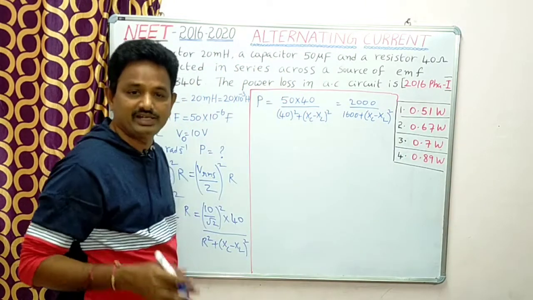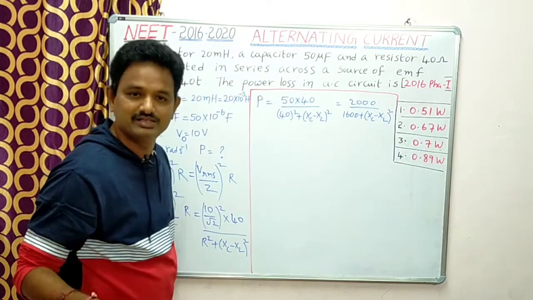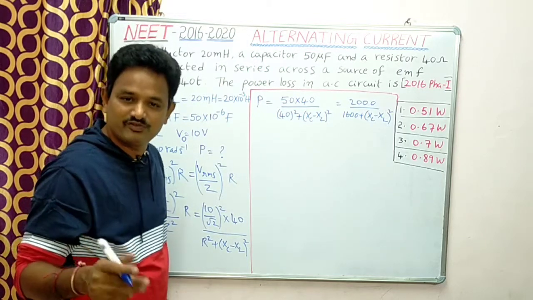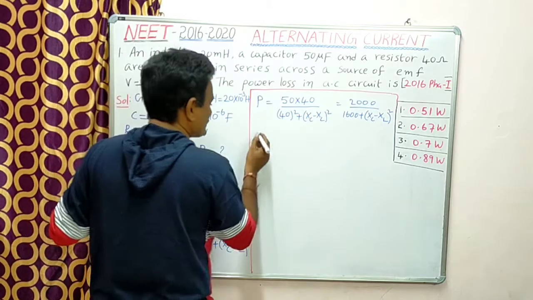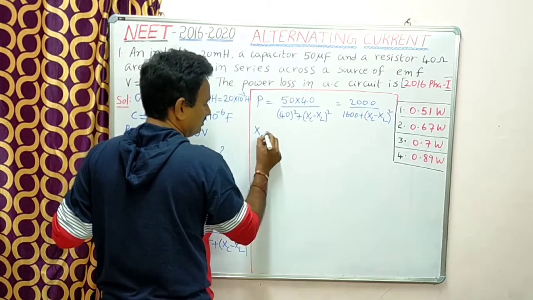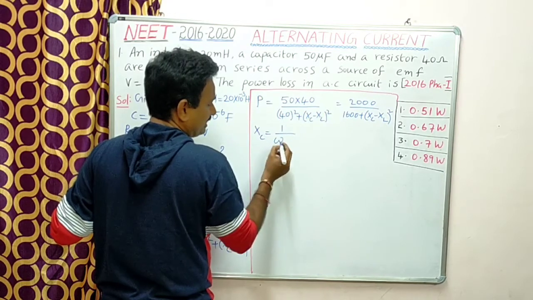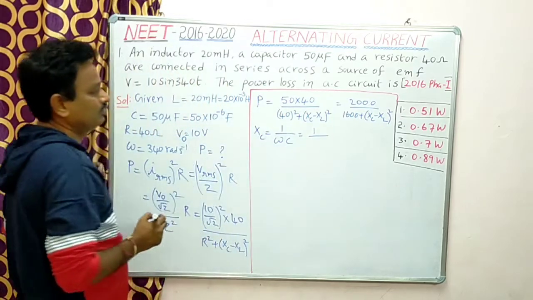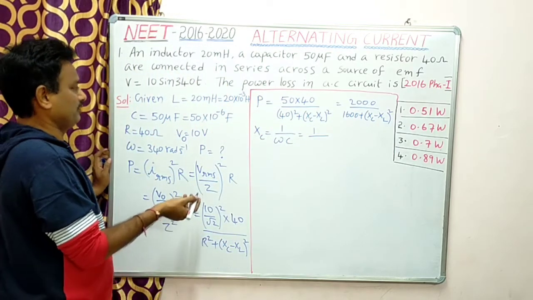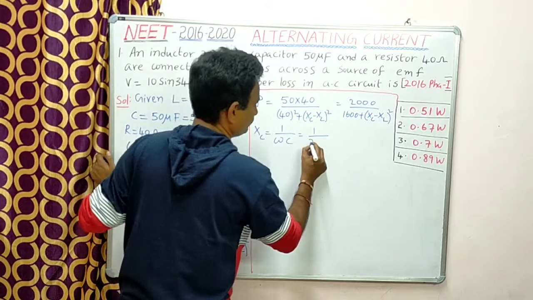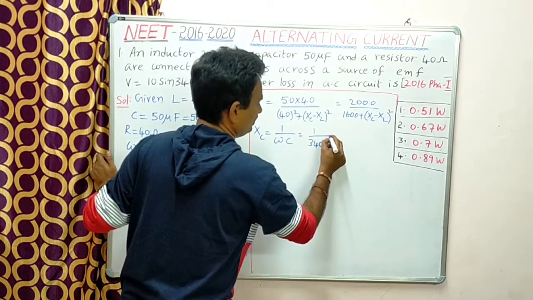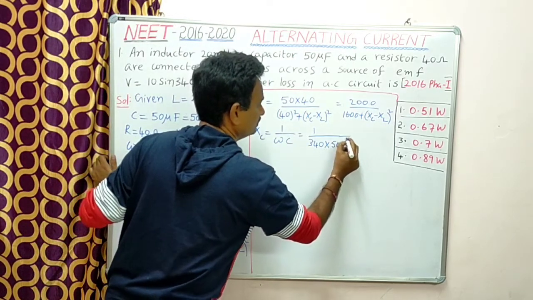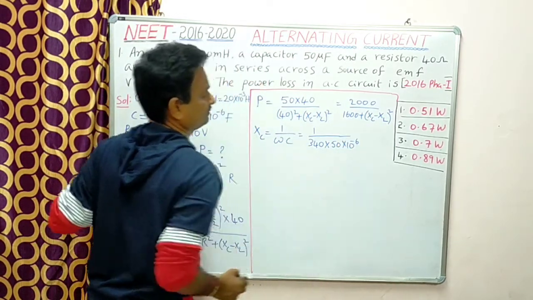Now I will find XC and XL. XC means capacitive reactance, XL means inductive reactance. First we will find capacitive reactance. XC equal to 1 by omega into C. That is equal to 1 by omega. Omega means how much here? Omega means 340, into C. C how much here? C is 50 into 10 power minus 6.